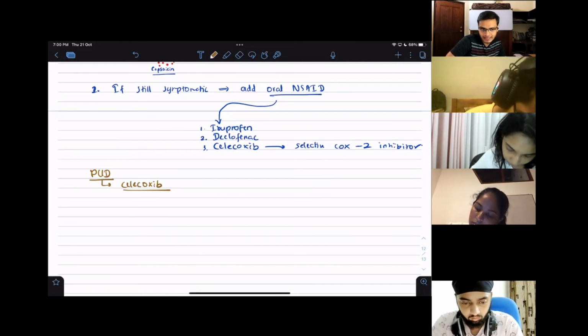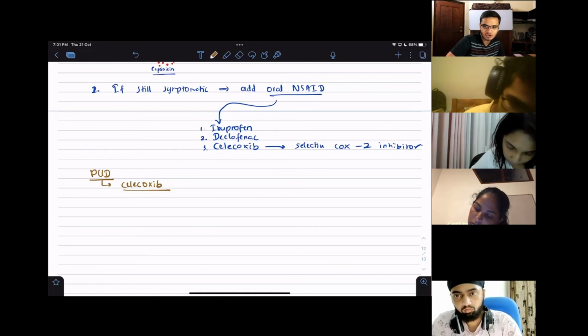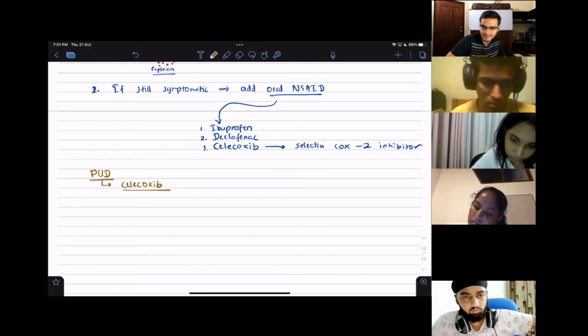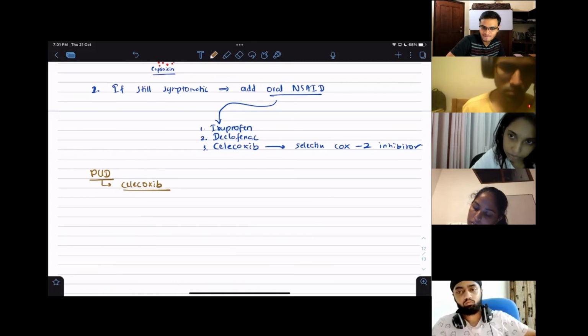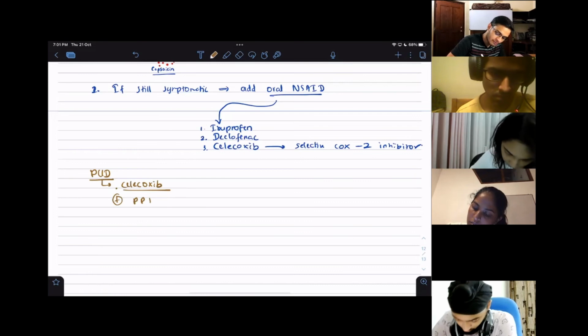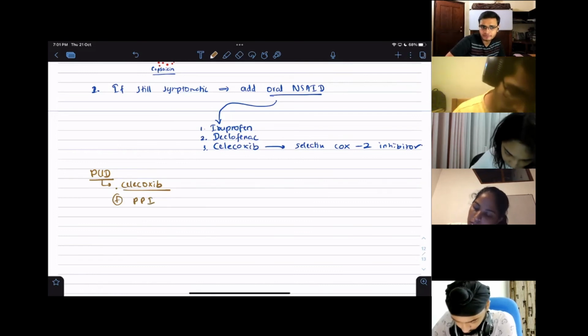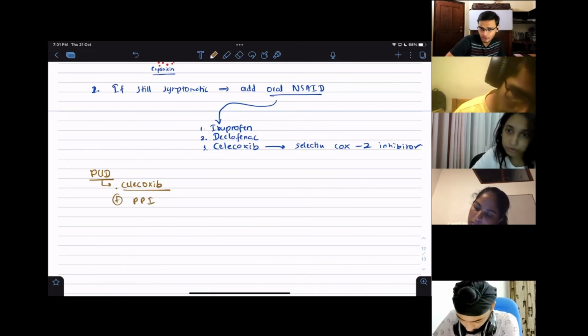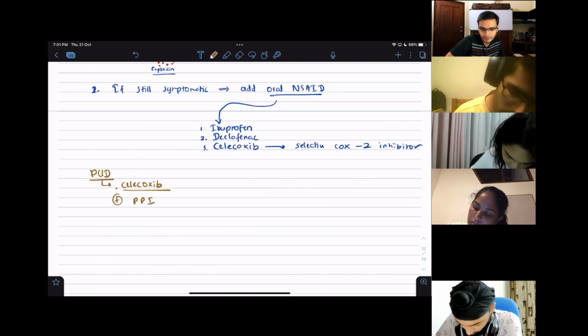On top of that, guys, what else can you do? What other drugs can you add for this patient who is at a risk of peptic ulcer disease? PPI. Excellent. You can add a proton pump inhibitor, something like omeprazole or esomeprazole. So that is another one.